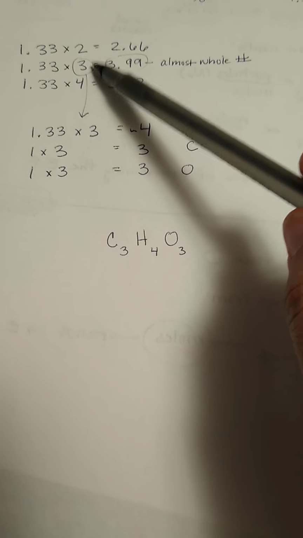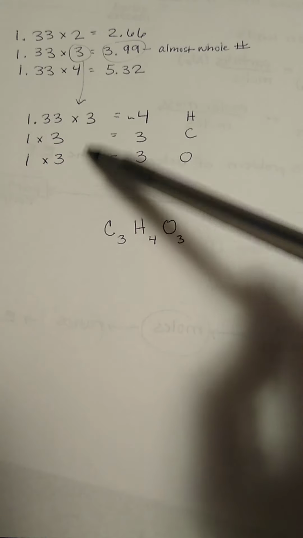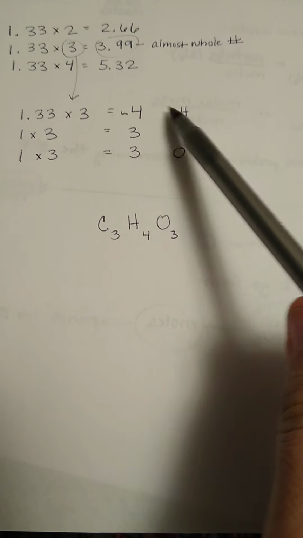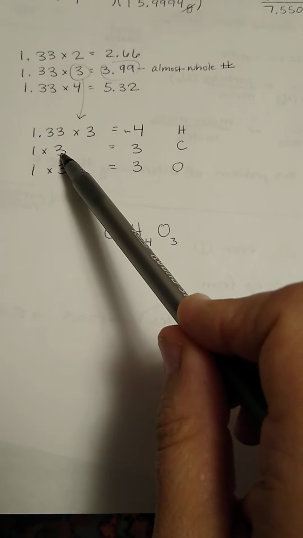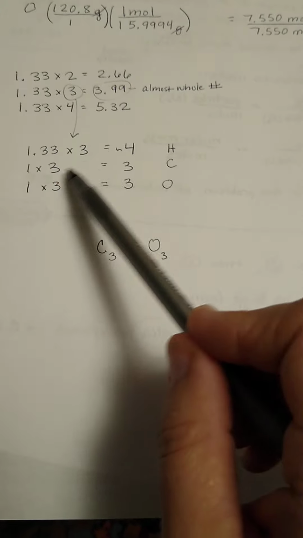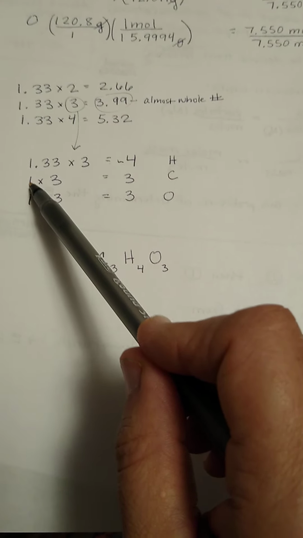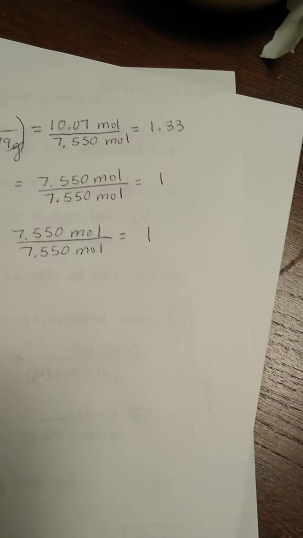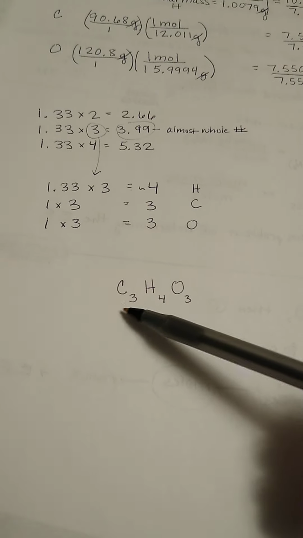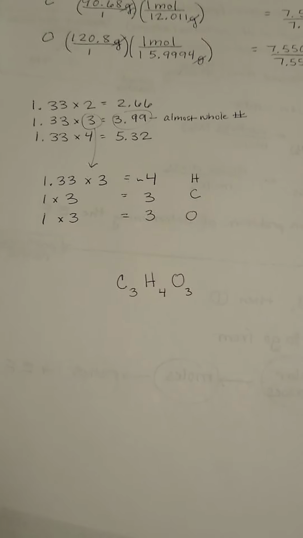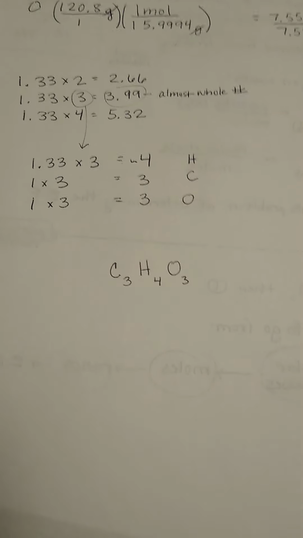So 3 is the magic number to multiply all the other mole ratio numbers by. So we're going to get 4, and that corresponds to hydrogen. 1 times 3, and 1 times 3 corresponding to carbon and oxygen. And these numbers, again, 1.33 and 1 come from up here where we figured out the ratios. All right, so we'll just plug those into the empirical formula. 3 carbons, 4 hydrogens, 3 oxygens. The exact same answer that we got before when we went through the percent composition. So, all right.